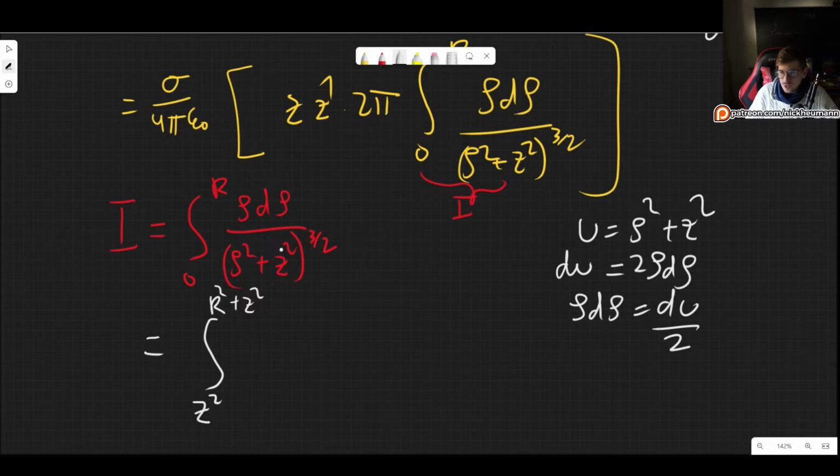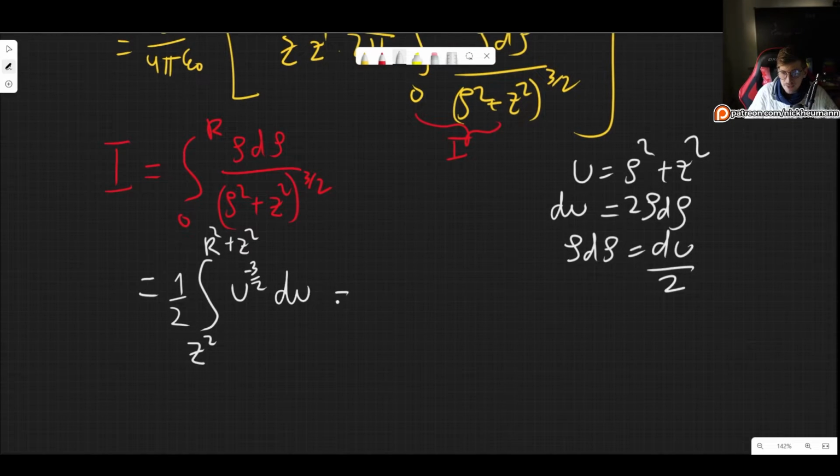And now instead of rho d rho, we have 1/2 du divided by u to the 3/2. Now this integral is the same as simply u to the minus 3/2, and that way it's a lot easier to integrate. And now this integral should be relatively simple. So that integral gives us minus 2u to the minus 1/2.